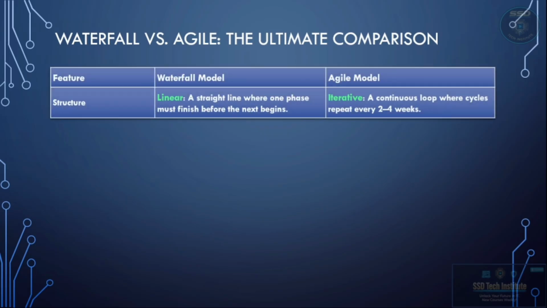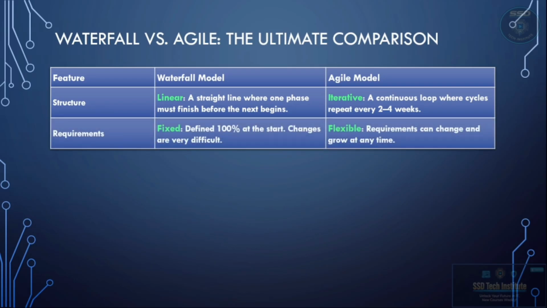Now let's break down some important differences so you can choose the right one for your projects. The structure. The waterfall model is linear. Think of it as a straight line where you must finish one phase before the next phase begins. Whereas agile is an iterative model. It's like a continuous loop that repeats every 2 to 4 weeks.